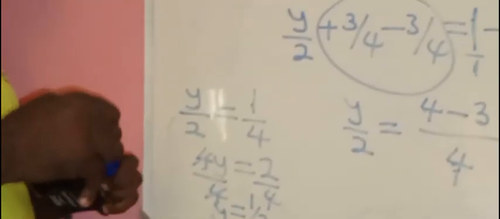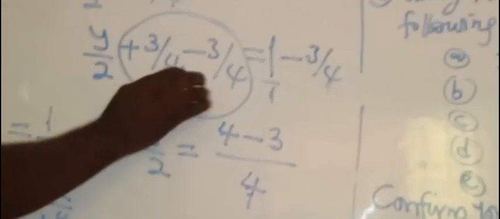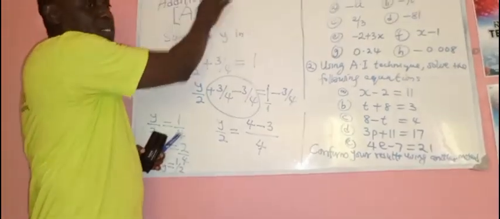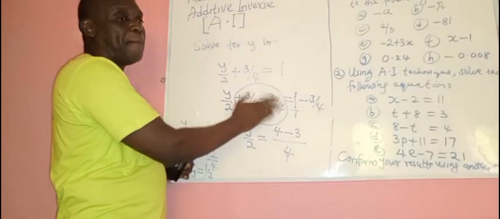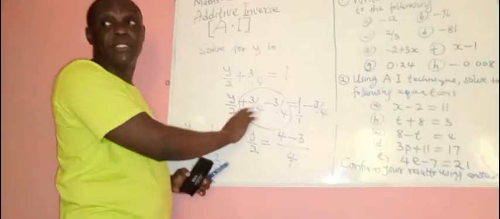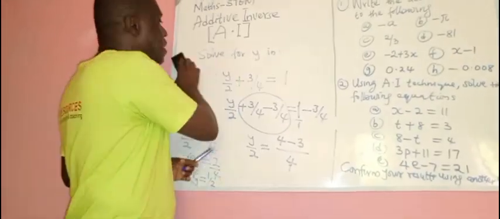You see, maintain the balance. This 4 cancels this 4. I have y here. Reduce this to its lowest terms: 2 here, 1; 2 in 4, 2. So the answer is what? 1 over 2. You can see the application of what? Additive inverse. We knocked out 3 over 4 by applying the concept of what? Additive inverse.